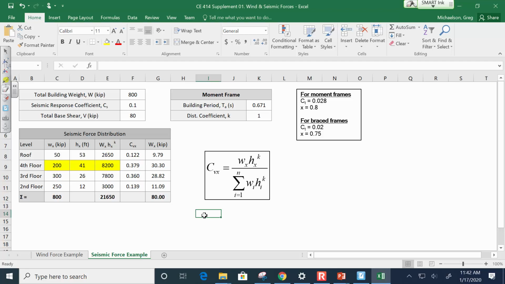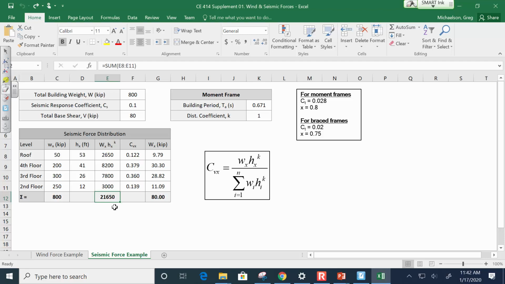Could I do that for every story? Here's the one for the roof, here's the one for the third floor and the second floor. So far so good, right? Now, here I've got the sum of the weights, and here I've got the sum of these WH raised to the K's. I need to compute this distribution factor, which is just this for a given floor divided by the sum for all the floors. I did this for the fourth story. If you do it for the roof, the third story, and the second story, you get these. Sum all those up and you get like 21,650, right?